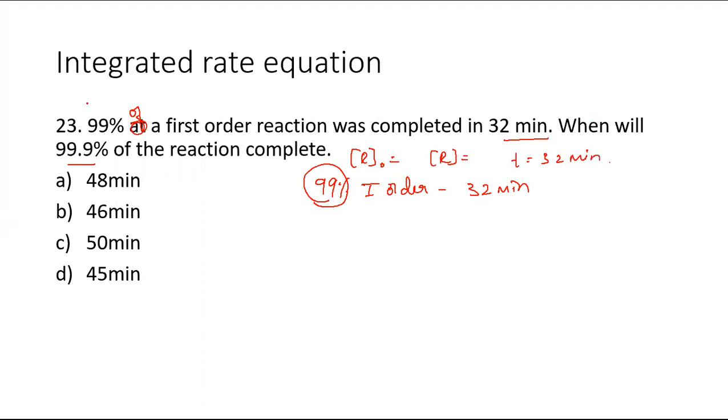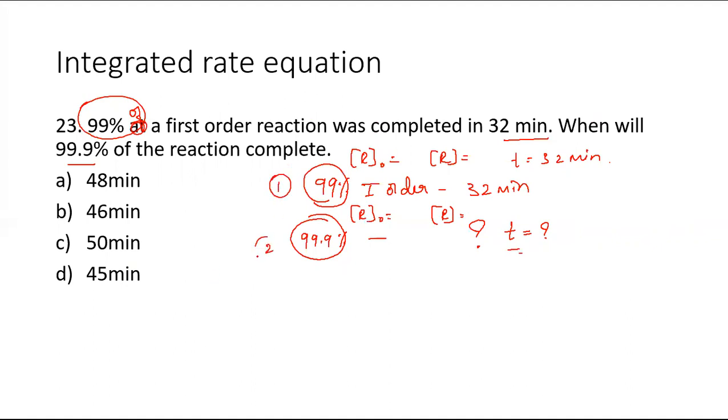So this is about the first one. And at the same time, the second one: how much time will it take for 99.9% of the same order reaction to complete? Again from here we can extract the initial concentration as well as the final concentration, right? So we have to find the time. This is our question and options are given here. Let me solve this first. First let us begin with the first one. Take this as first and this as second.